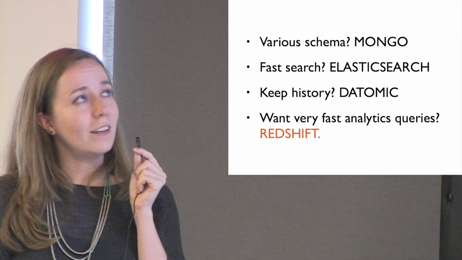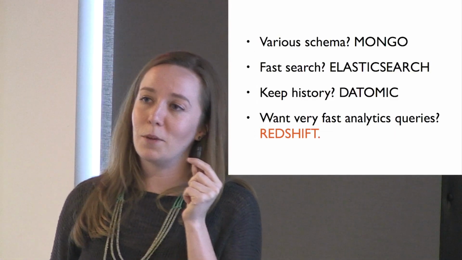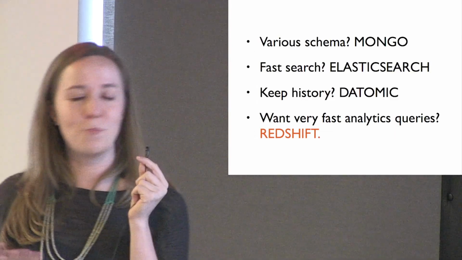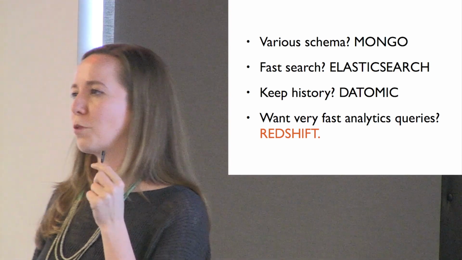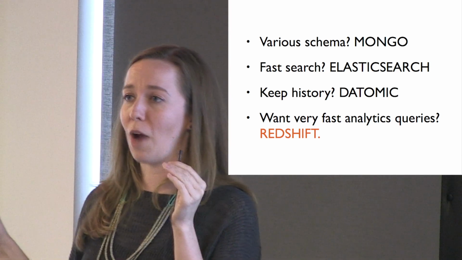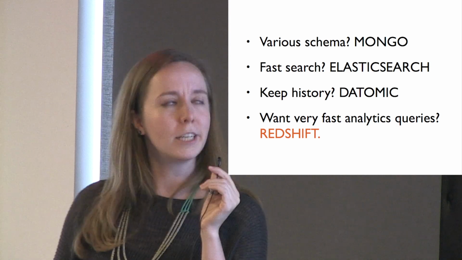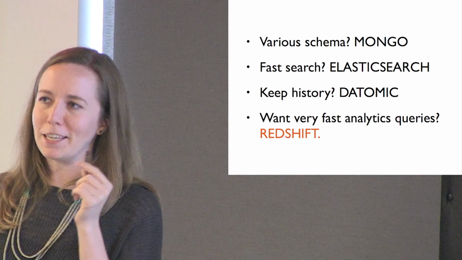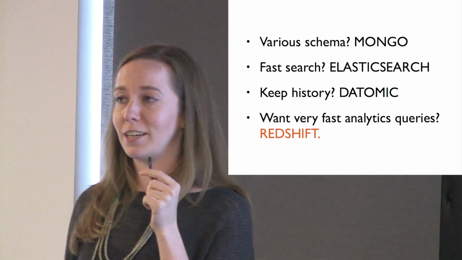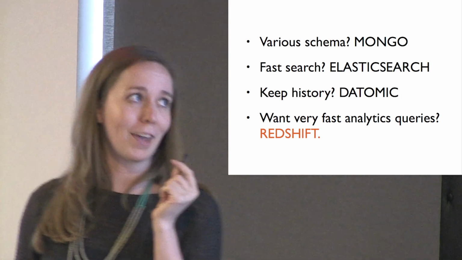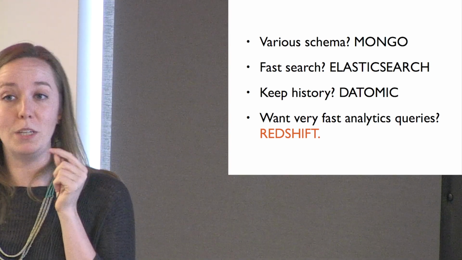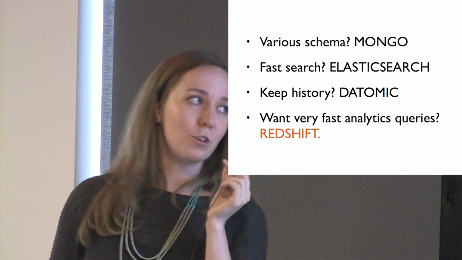So you might not really want to commit to a particular schema or want to store documents, you might use Mongo. If you want to retrieve things really quickly, you can just index the crap out of everything and use Elasticsearch. If you want to keep history, you can use an append-only database like Datomic, which I'm pretty into. And if you want to do really fast analytics, you can use Redshift.